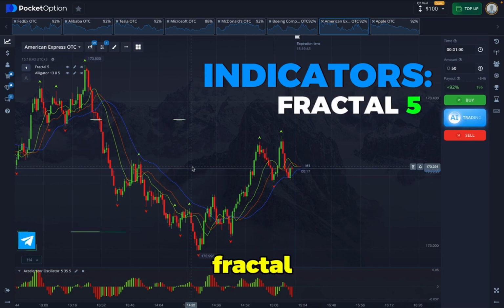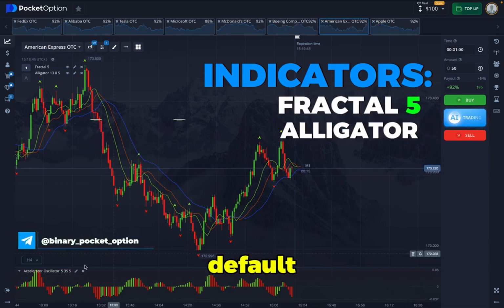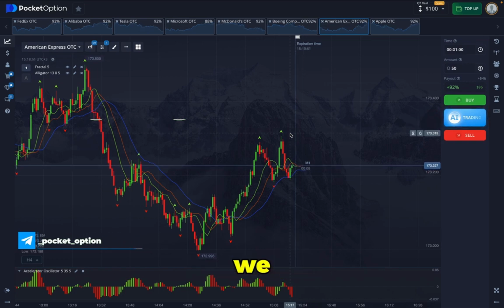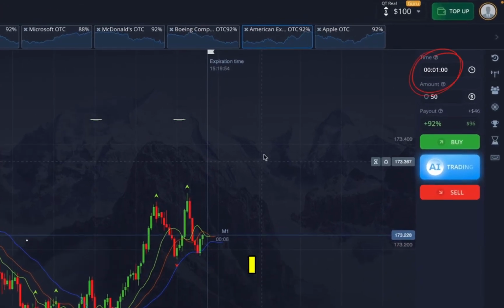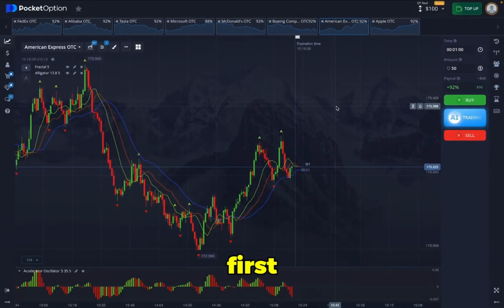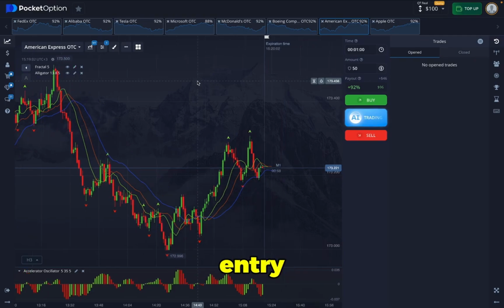So this is a fractal with a period of 5, an alligator with default settings, and an accelerator with these settings. For the periods of the transaction, we will open on a minute time frame, and I will open the first position for $50. Let's get started and select the first asset for the most optimal entry point.